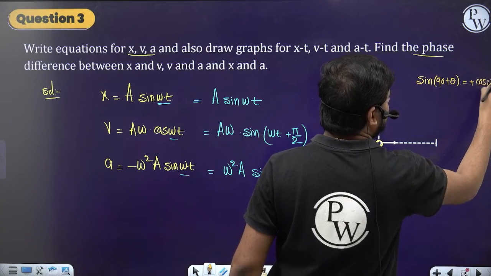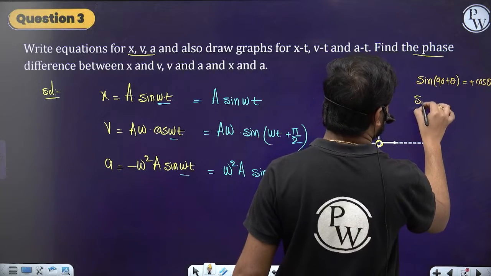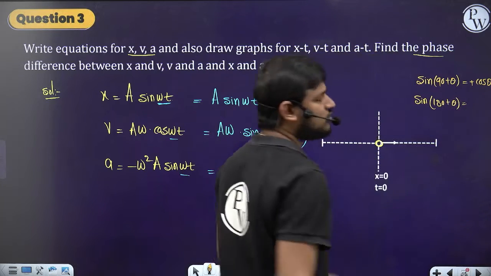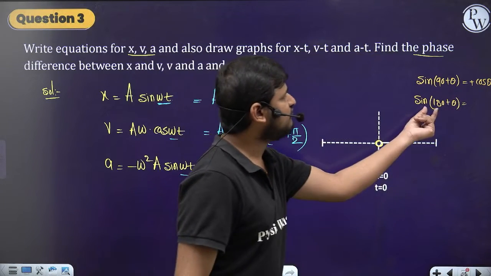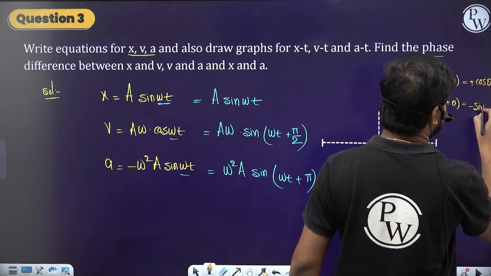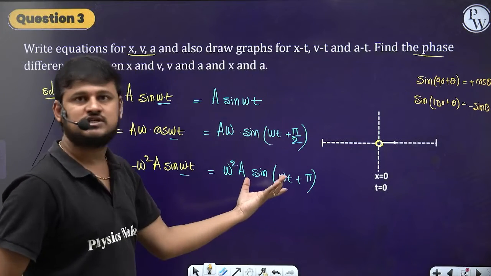This we already know. Done. And what about sine of 180 plus theta? Sine of 180 plus theta is in the third quadrant. So in the third quadrant, sine is negative, and if 180 is there, sine remains as sine. So it becomes minus sine theta. So these two trigonometric tricks I have used here.